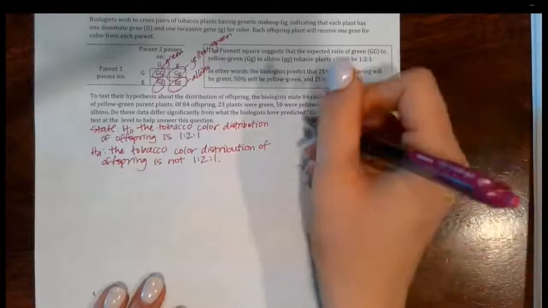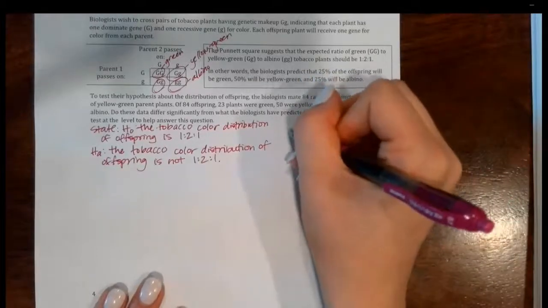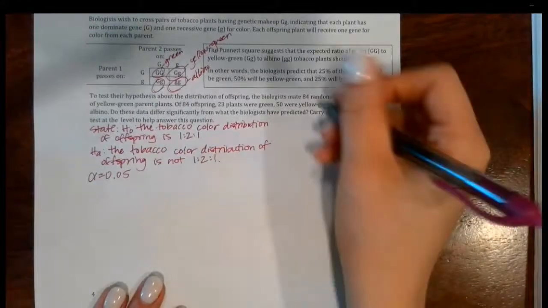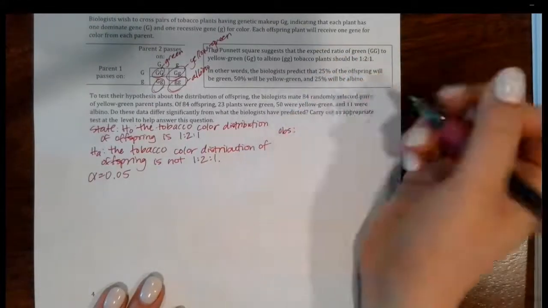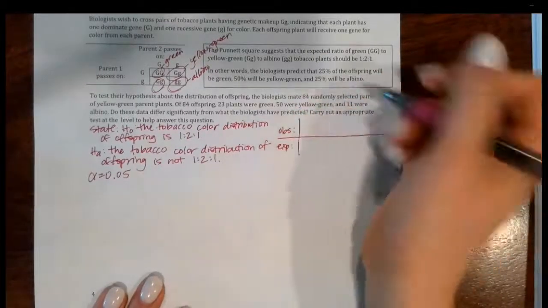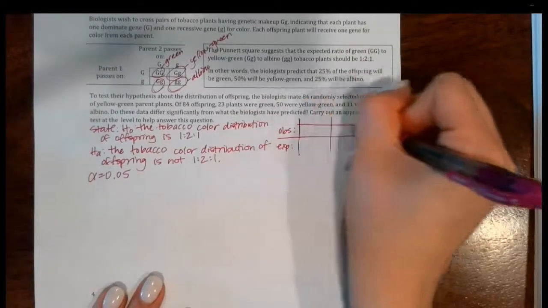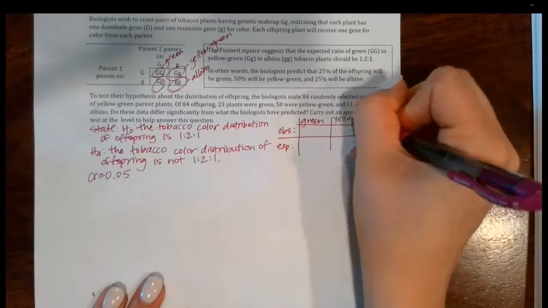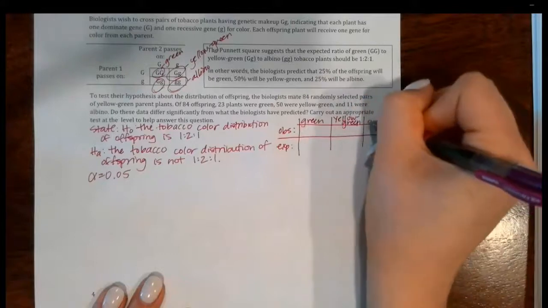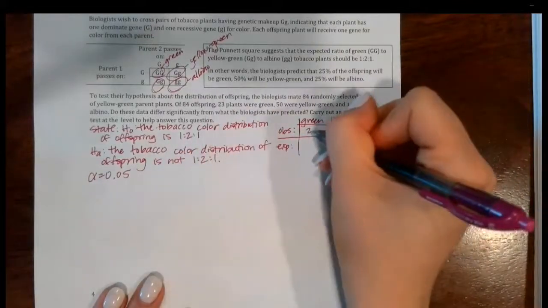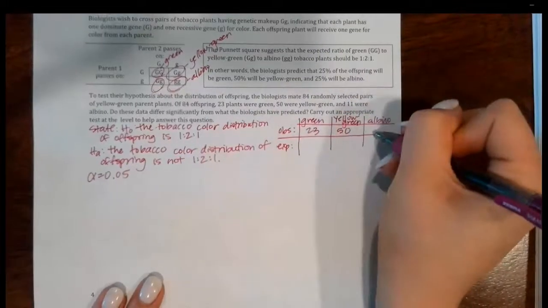Alright, and if you wanted to make a little table, I would highly suggest it so that you can see what we're looking at. Also, let's go ahead and name our alpha value. It doesn't state, so we'll make it 0.05. So we have observed, we have expected, and you have green, yellow-green, albino. Alright, so for the green, we saw that 23 of them were green, 50 of them were yellow-green, and 11 were albino.